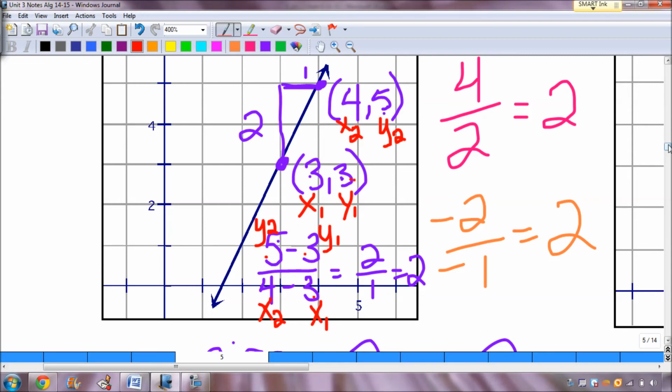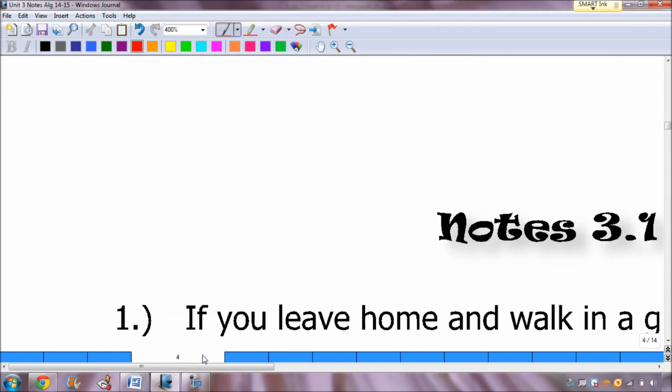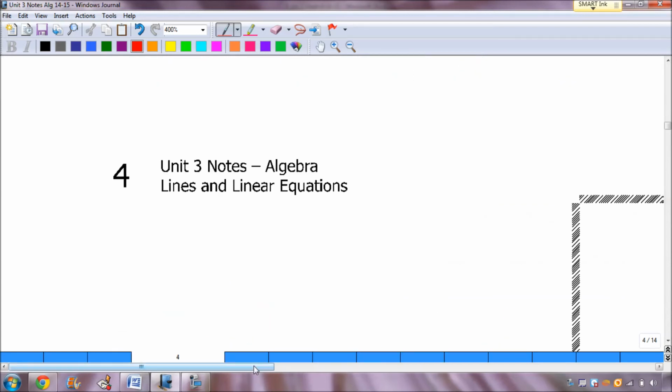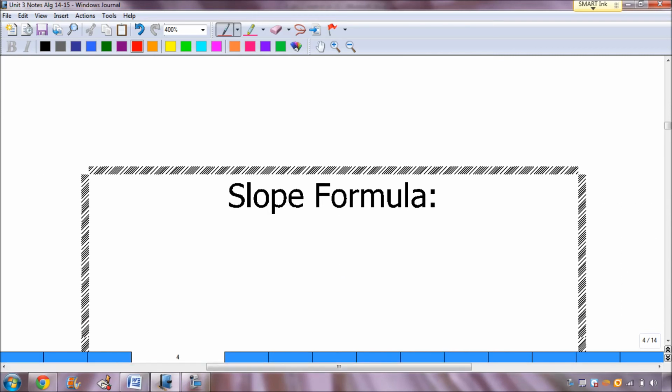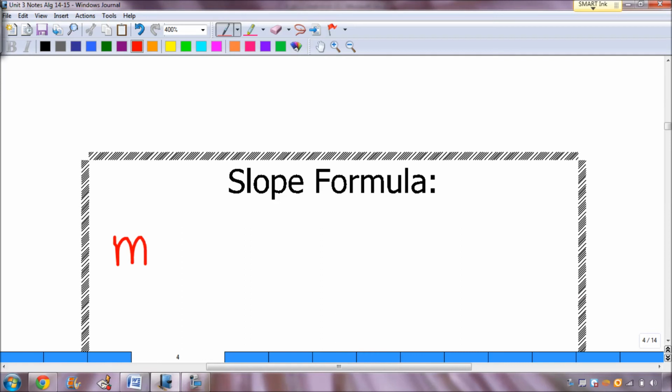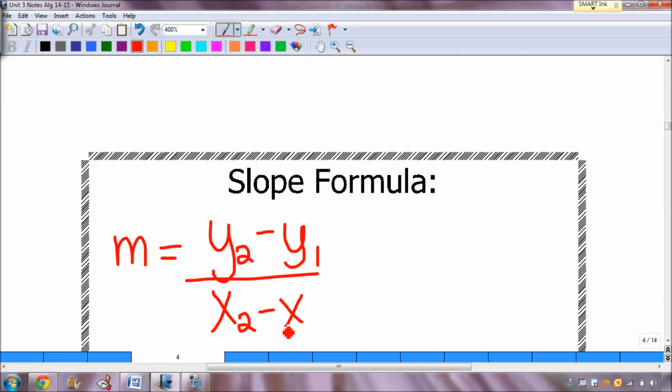So I want you guys to go back to page 4 of your notes, and we are going to fill in the formula for slope. So the slope is literally what we just figured out. It's going to be y2, and make sure the 2 is below. It's a subscript, not a square. So it's y2 minus y1 all over x2 minus x1.